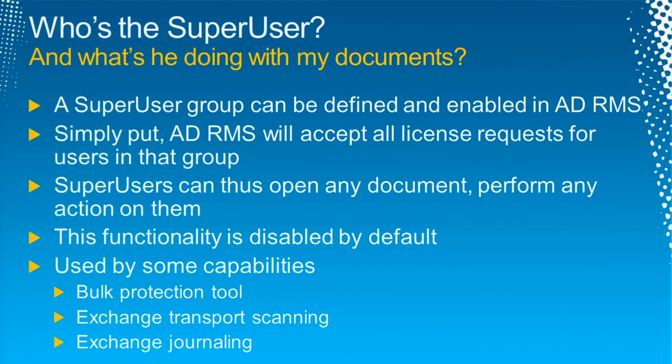One is a bulk protection tool. What the bulk protection tool allows you to do is two things. One, as it says, is to protect content. If you have a file share and you've just deployed RMS, you can use a tool to say, hey, go ahead and protect content on this given file share, or file shares, to a specific policy. Two, it allows for bulk decryption.